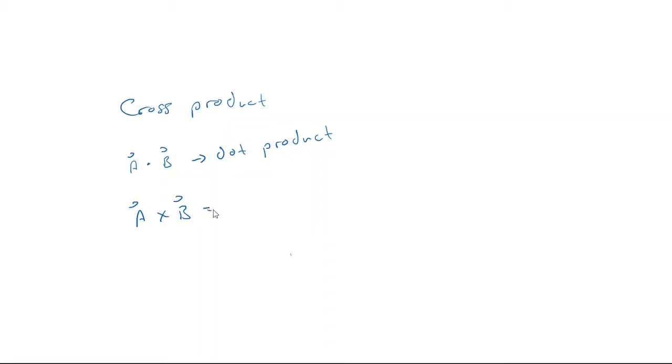Now a cross product, in order for you to find it, it's going to be a vector. You need to find the magnitude of A, and then the magnitude of B, and then the sine of whatever the angle is between the two vectors. You could write this as magnitude of A, magnitude of B, sine of theta. Whichever way, I use the second way.